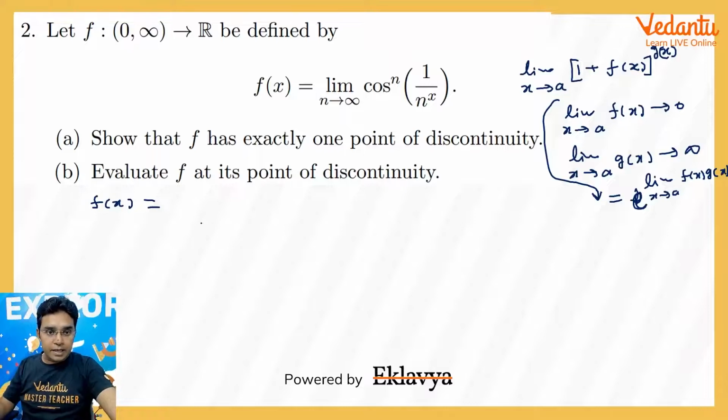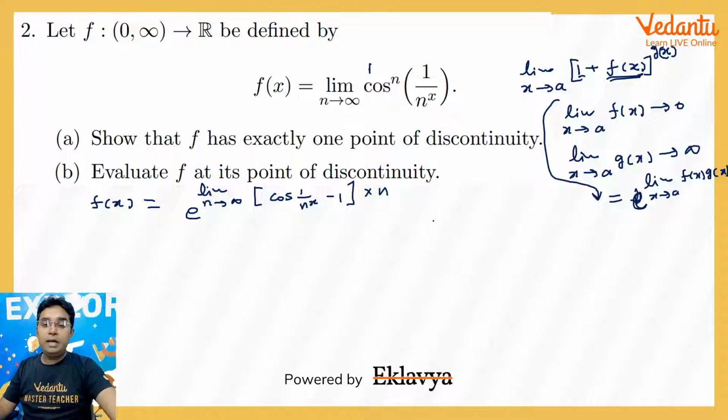Now using this, this can be written as e raised to the power limit n approaches infinity. Now dear all, this cos of 1 upon n^x itself is 1. So to write this in the form 1 plus f(x), where f(x) approaches 0, I need to write this as cos of 1 upon n^x minus 1, into n. This power will be multiplied here.